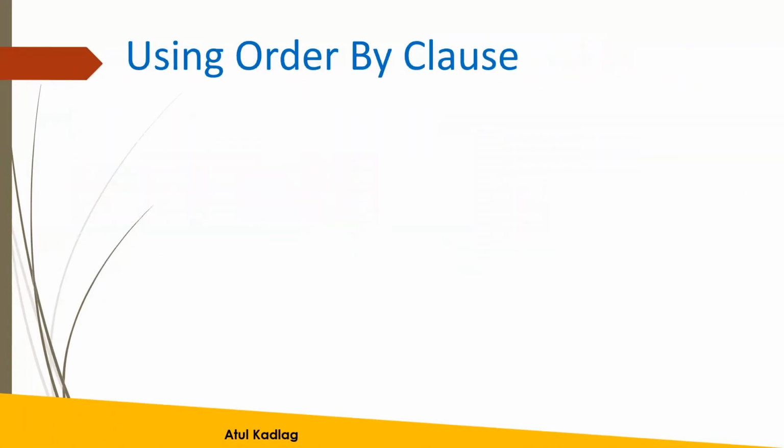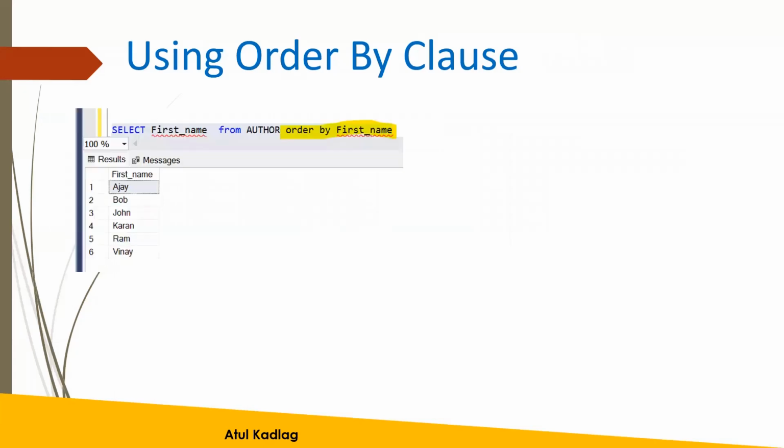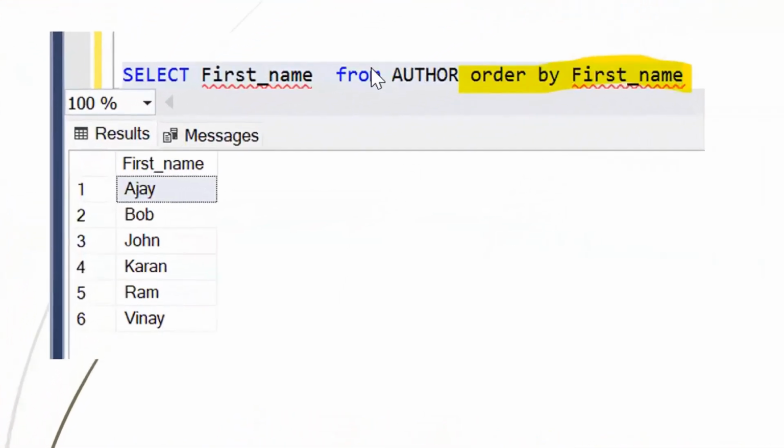For that we have the order by clause, where we can use select first name from author, where author is the table name, and after that we can use order by first name. When we use this statement, order by first name, we get these results in alphabetical order, like you can see a, b, then after that j. So all these records being displayed are in alphabetical order.